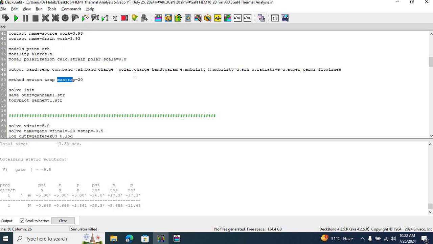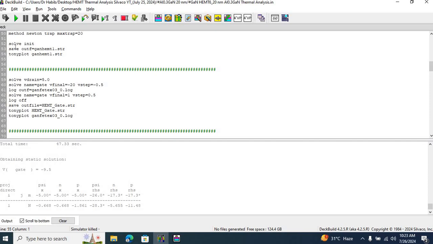This actually defines a procedure repeated up to a maximum number of tries set by the method parameter, and once the convergence is obtained, the bias steps are then further increased. For example, over here we have introduced 20 as the max traps, which is actually 20 tries. If the program comes across any convergence problems, it's going to give it up to 20 tries.